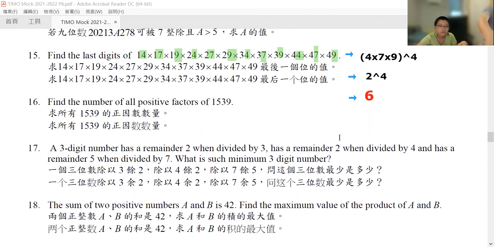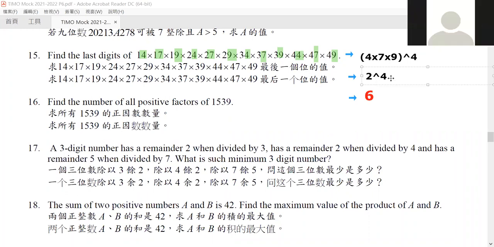Four times 2 is 8, teacher? No. Why? Because what does that mean? This means 2 times 2 times 2 times 2, if we multiply them 4 times. This is the meaning of our index, right? 2 to the power 4 is 2 times 2 times 2 times 2. We multiplied it 4 times instead of 2 times 4. So this number is actually equal to 16. So the final digit is actually equal to 6.